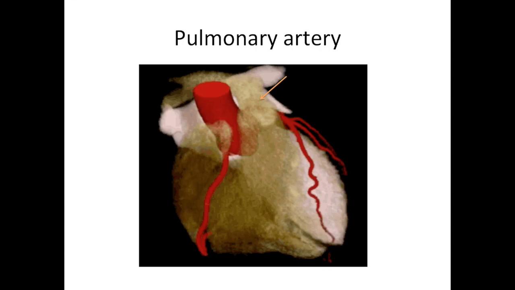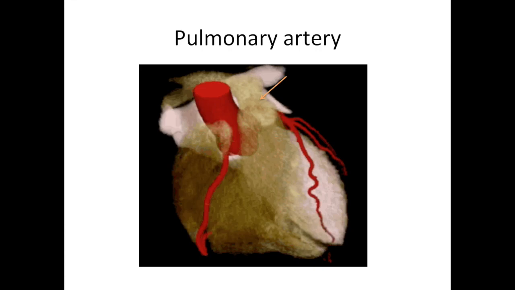The next big vessel that we want to worry about is the pulmonary artery. So blood comes in through the superior and inferior vena cava into the right atrium. It passes through the tricuspid valve into the right ventricle, and then from the right ventricle it's going to go to the lungs. So it goes past the pulmonary valve into the pulmonary artery.